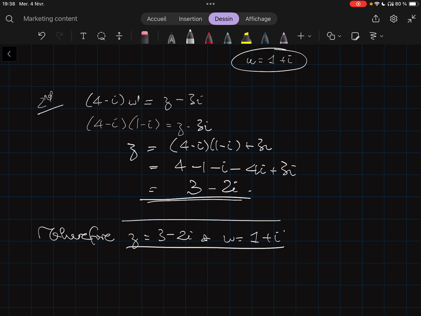And this is the end of the question. It is not hard, but you need to have a strategy to isolate w or z, and from there, do a lot of algebra to arrive at the final correct answer.